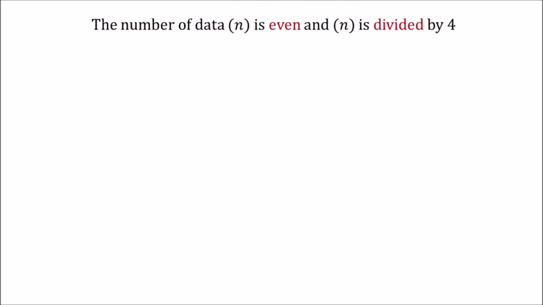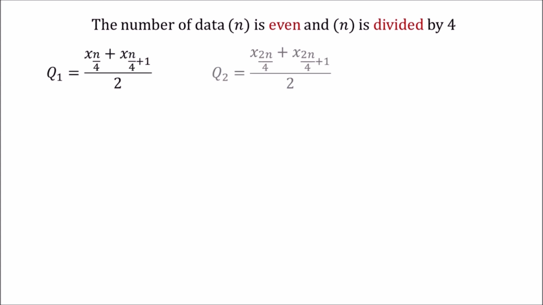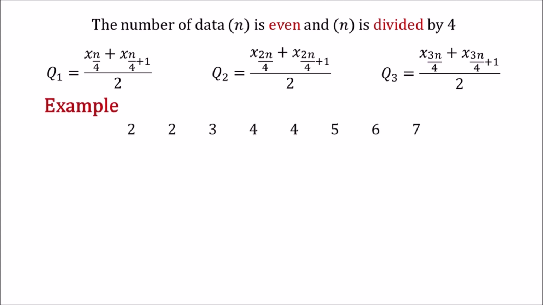Third, if the number of data, n, is even, and n is divided by 4, the quartile is as follows. Example. Given data like this. The number of data is 8, so the quartiles are as follows.